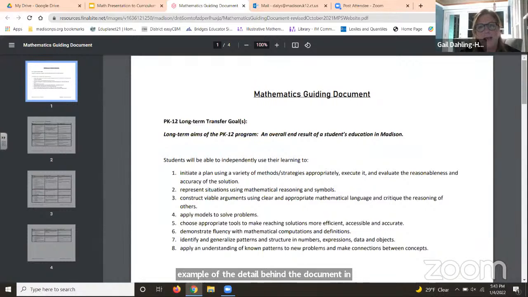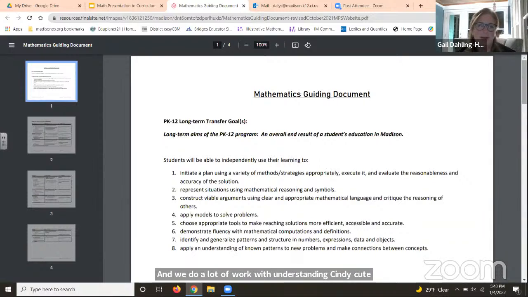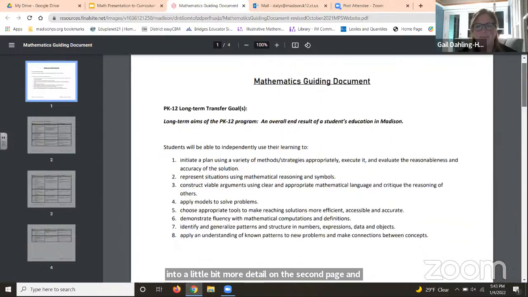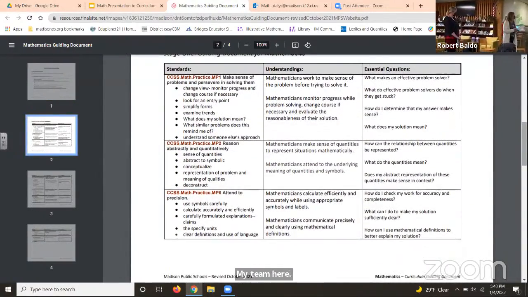In addition to that, we actually take a look at what we call priority standards. And we take a look at those priority standards that have been identified. We unpack those, and we do a lot of work with understandings and EQs. So I'm going to pass that over to Jen. So Jen, you can go into a little bit more detail on the second page and the third page of this document. I told my team here, if I missed anything, please fill in the missing blanks that I'm forgetting. But again, please, you can keep up with the first slide on the transfer goal.